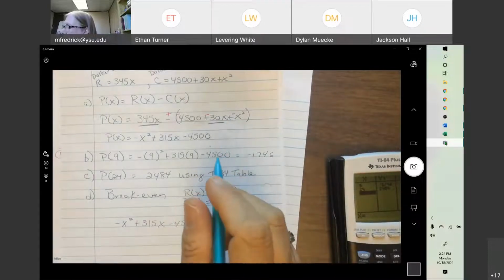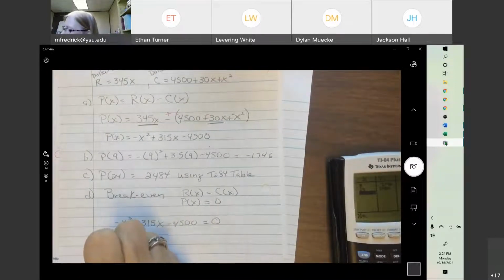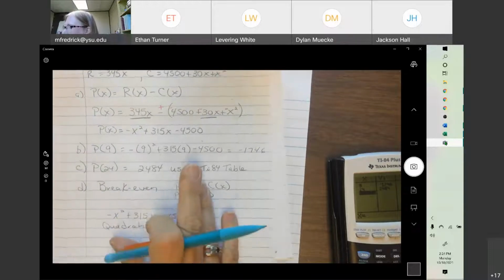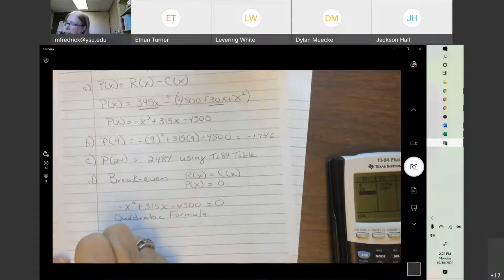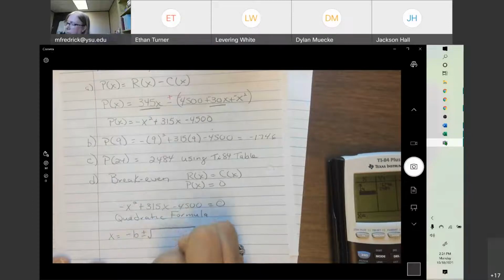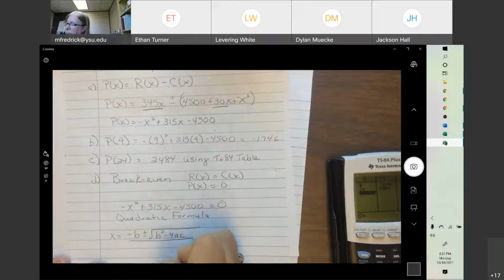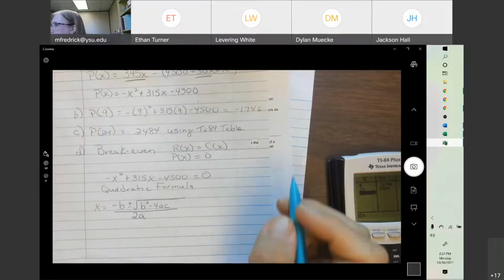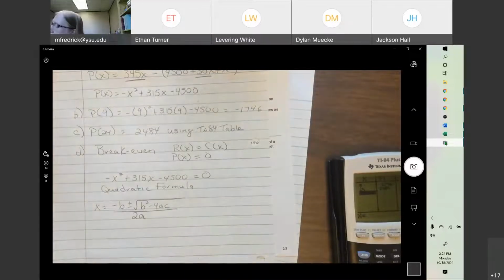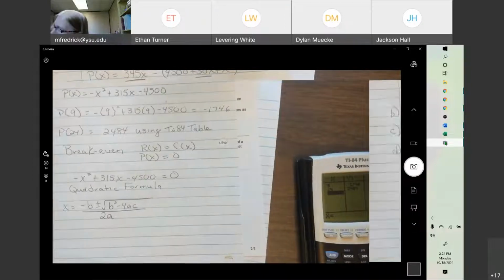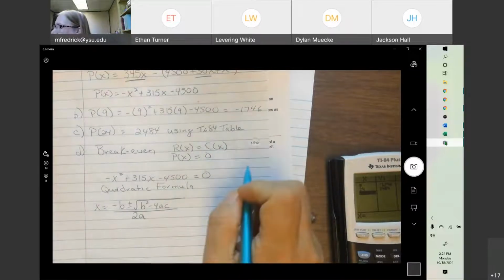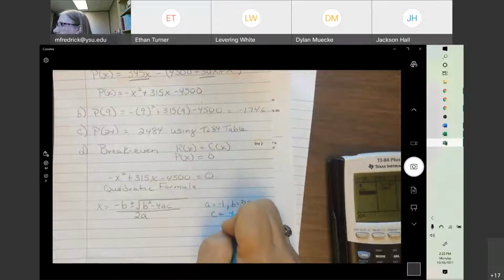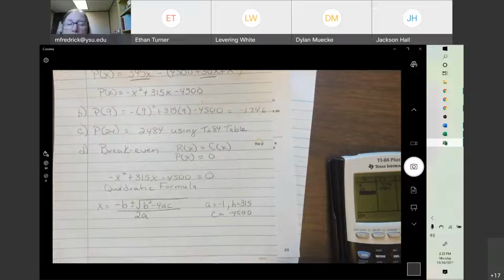You could try and factor this, but I would use the quadratic formula. So another formula, if you don't have it memorized, you might want to put it on your sheet. X equals negative b plus or minus the square root of b squared minus 4ac all over 2a. The a is the negative 1, b is 315, and c is the negative 4,500. Any questions so far?